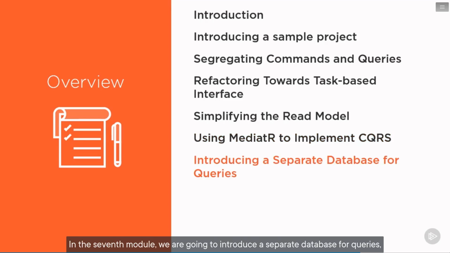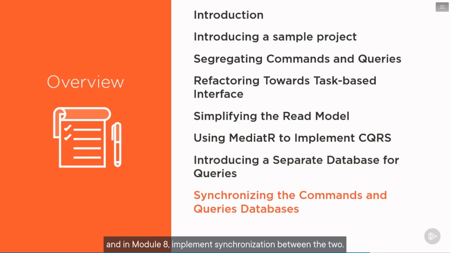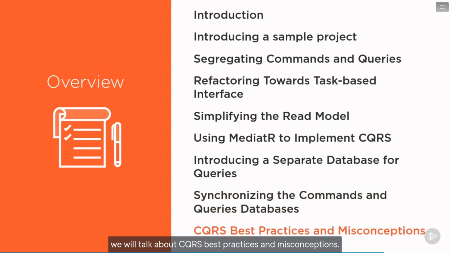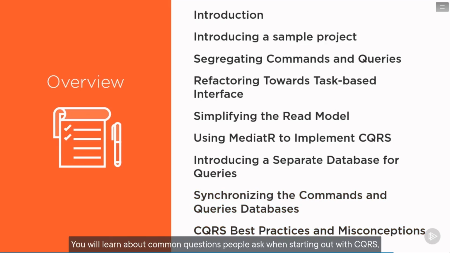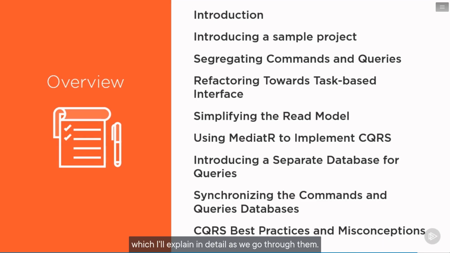In the seventh module, we're going to introduce a separate database for queries, and in Module 8, implement synchronization between the two. Finally, in the last module, we will talk about CQRS best practices and misconceptions. You will learn about common questions people ask when starting out with CQRS, such as, for example, the distinction from event sourcing.